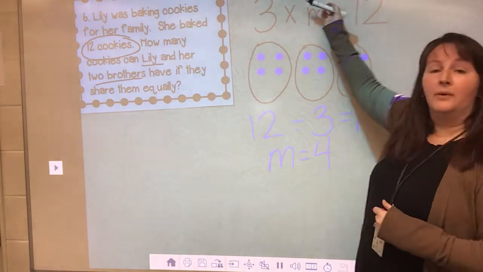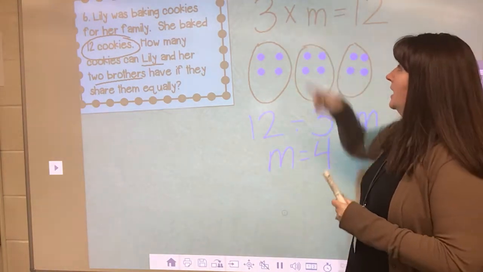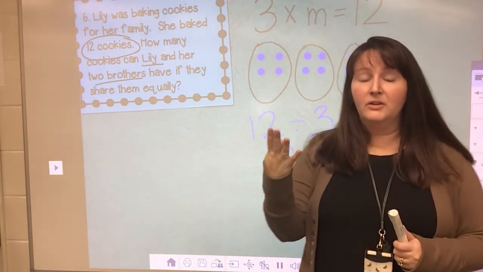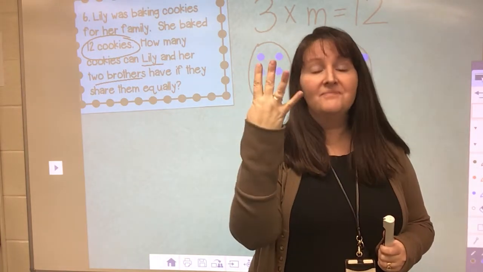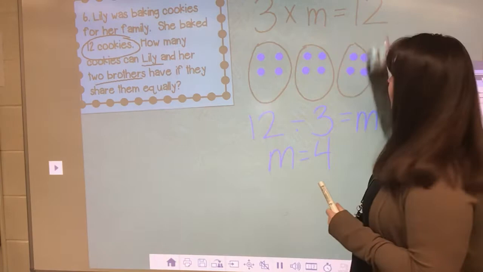And it would equal 4 in this case as well. 3 times 4, remember you can use your 3 song, 3, 6, 9, 12. 3 times 4 equals 12.